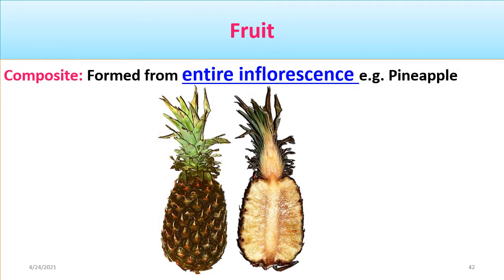In this case, this is actually a fruit, but before the development of fruit, in this case, this was an inflorescence. Here you can see the axis of inflorescence. Here you can see the flowers, and all the flowers present within the inflorescence, they are involved in the development of entire fruit, and this is called as a composite type of fruit.